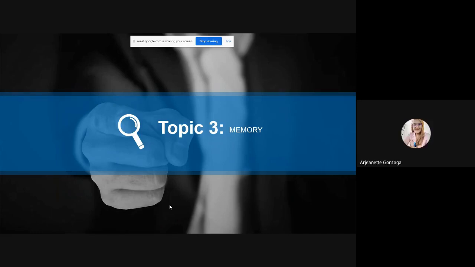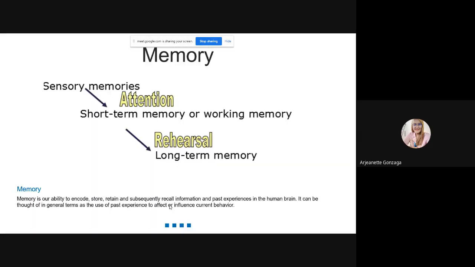Okay. So, topic 3, we have the memory. So, memory is our ability to encode, to store, to retain, and subsequently recall information and past experiences in the human brain. So, it can be thought of in general terms as the use of past experience to affect and influence current behavior. So, sa sensory memories, we have the attention, the short-term memory or working memory, rehearsal, and the long-term memory.